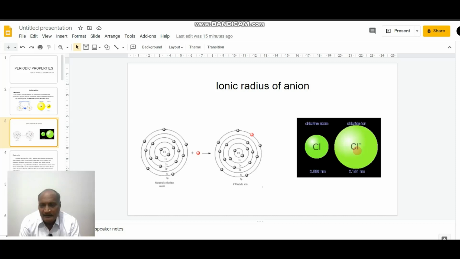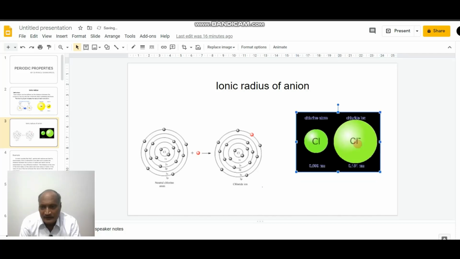and that of the anionic radius of a chloride ion is higher than the neutral atom. So anyhow, the ionic radius is defined as the distance between the nucleus and the outermost shell containing an electron. So this is the anionic radius of a chloride ion.